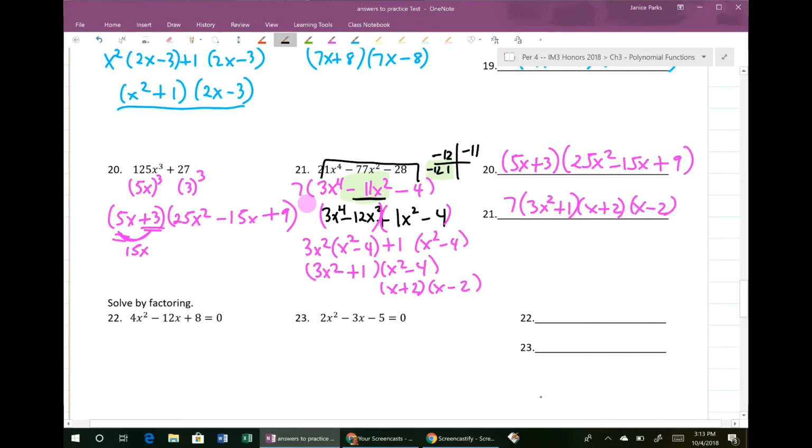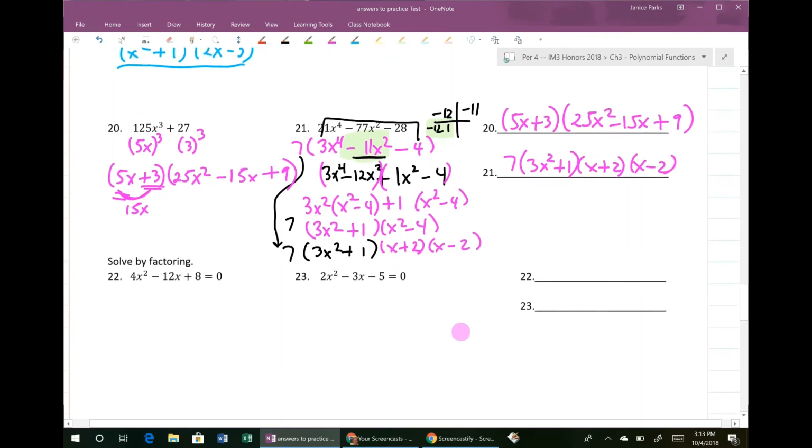And again, the 7 comes from the very beginning. This part comes from here, 3x squared plus 1. And then you have to factor the x squared minus 4. So your final answer: 7 times 3x squared plus 1 times x plus 2 times x minus 2.